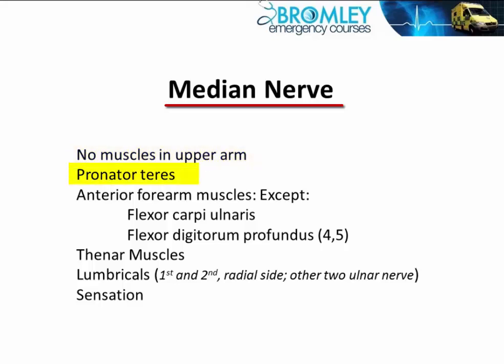Its first muscle is the pronator teres. So the median nerve is responsible for the most powerful, most important pronator, pronator teres. So pronation, which is the movement of the palm of the hand backwards, is a median nerve function. We'll see later that the radial nerve is responsible for supination.